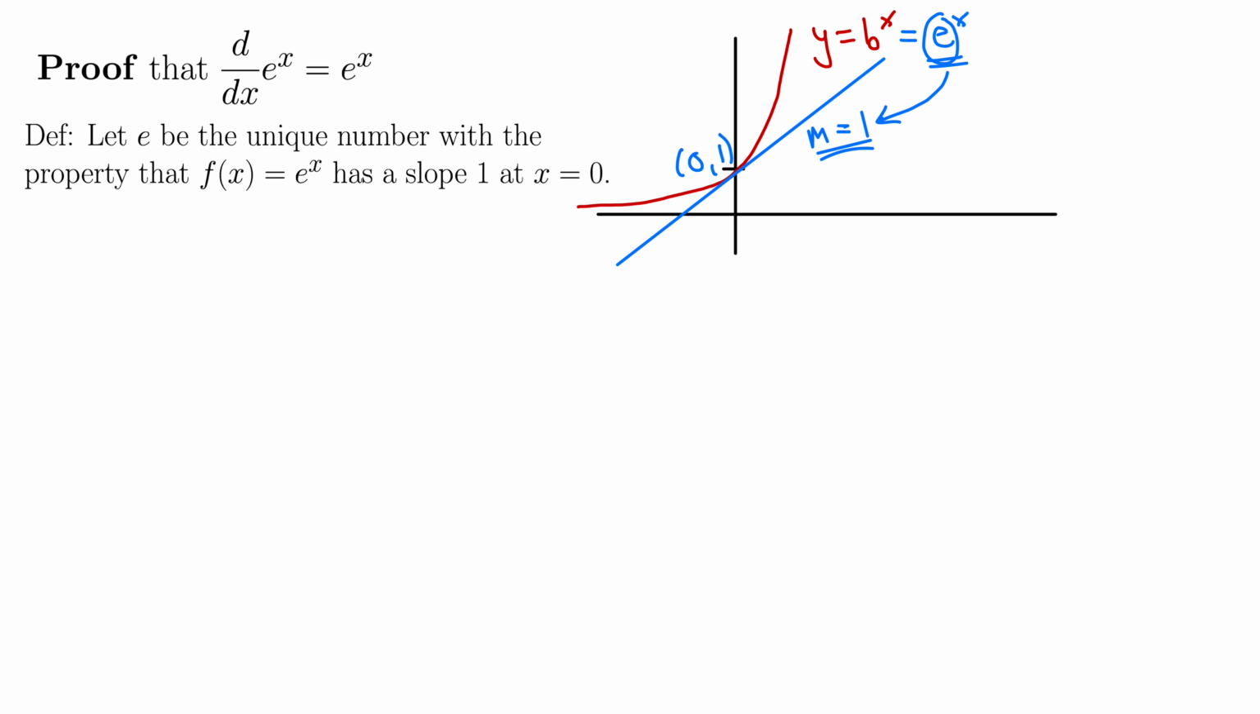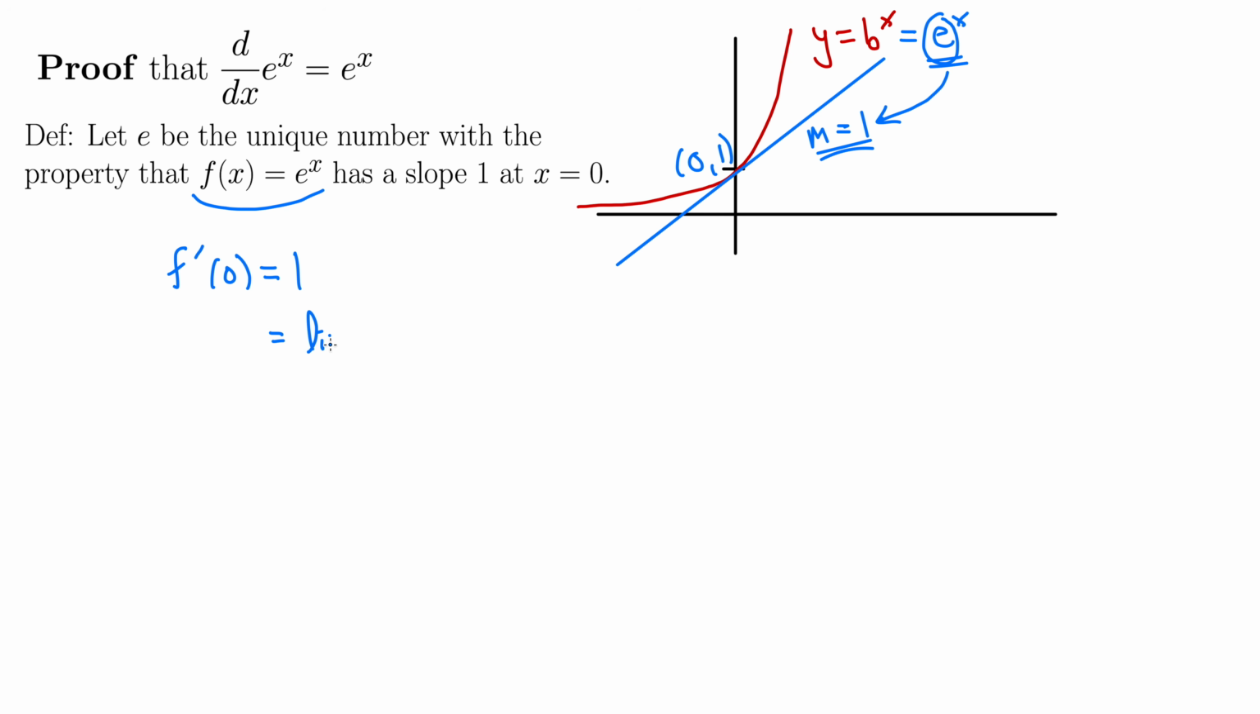So we can get even more detail out of this, which will be useful for the proof. This tells us that for the function f of x equals e to the x, if we take the derivative at 0, the slope of the tangent line at 0 must be 1. But we have a limit definition for that. Let's actually go down here with it.